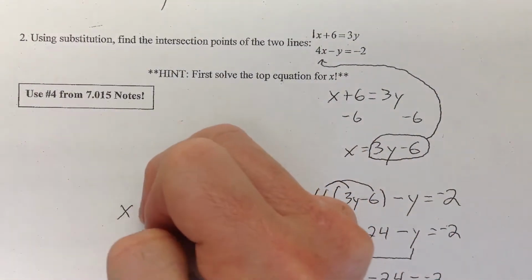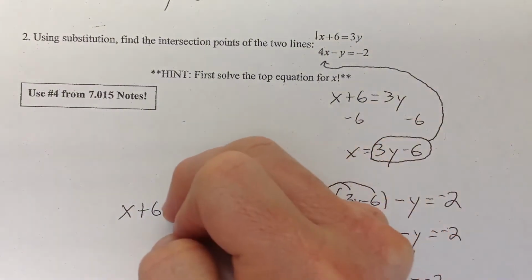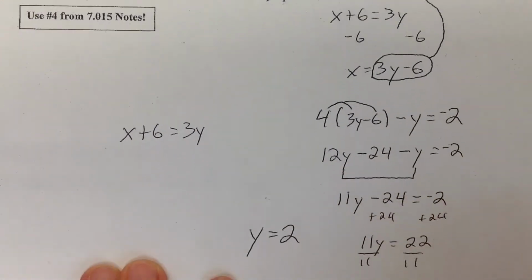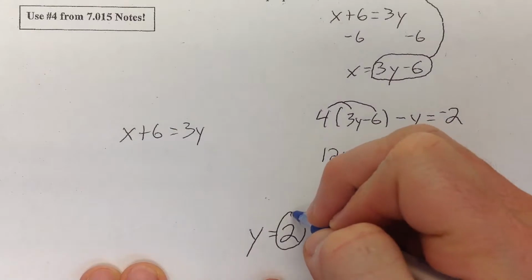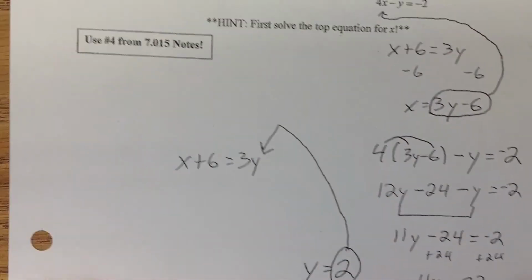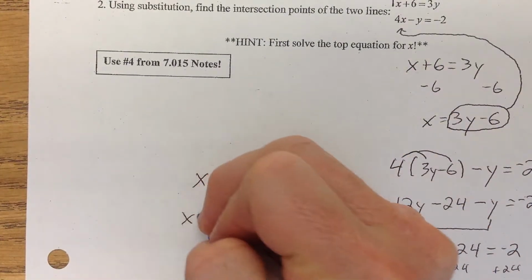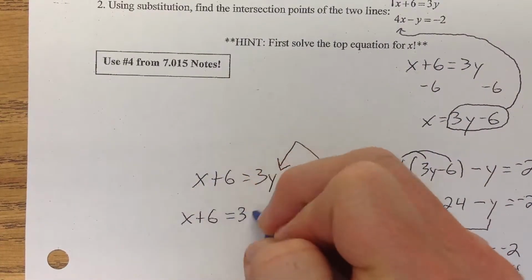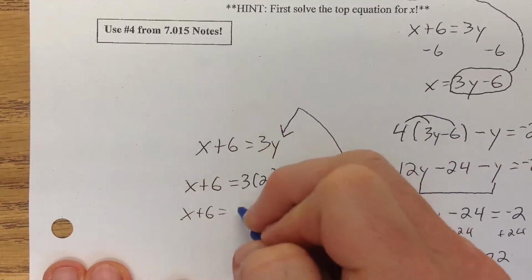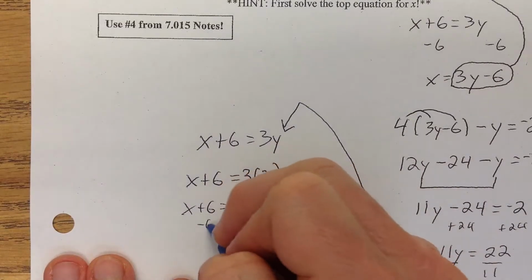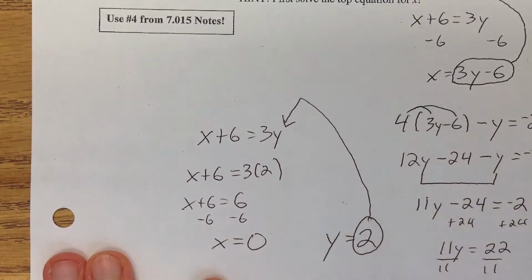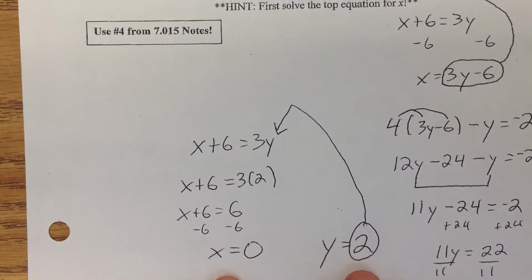So I'm going to go with x plus 6 equals 3y. So if y equals 2, this 2 is going to get plugged in right here. So I end up with x plus 6 equals 3 times 2. x plus 6 equals 6. So then when I subtract 6 from both sides, I'm going to get x equals 0. So x equals 0, y equals 2.